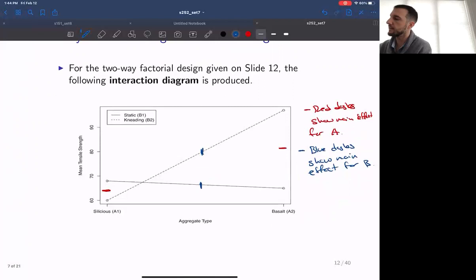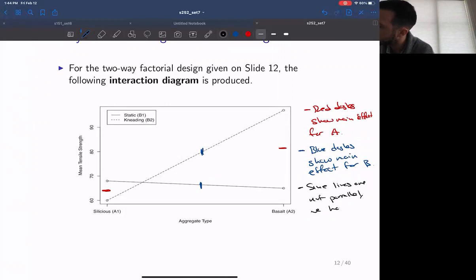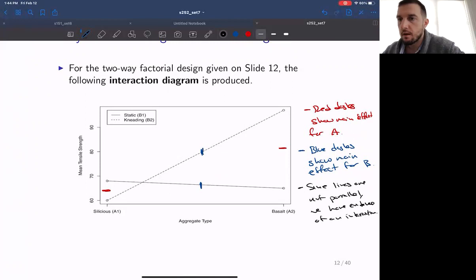Finally, we can say, since lines are not parallel, we have evidence of an interaction. All right. So when we have lines in our interaction diagram that are not parallel with each other, that indicates that an interaction could be present.